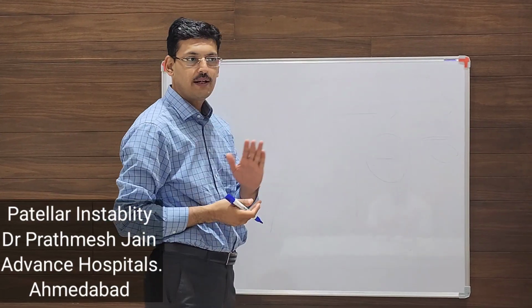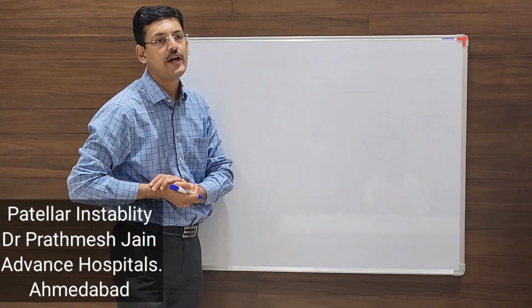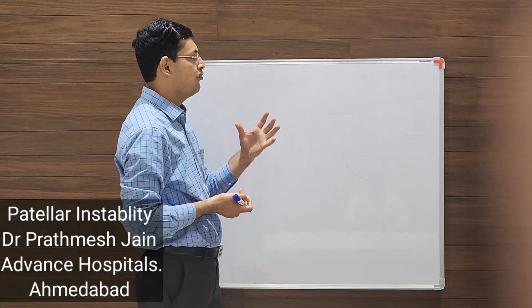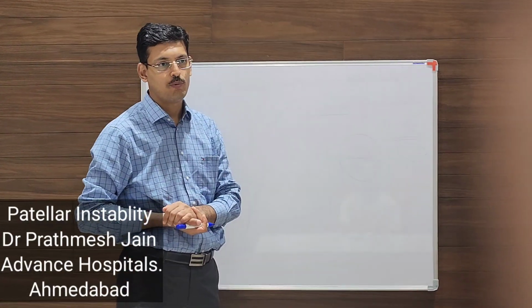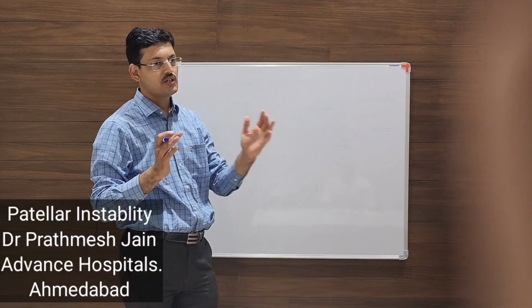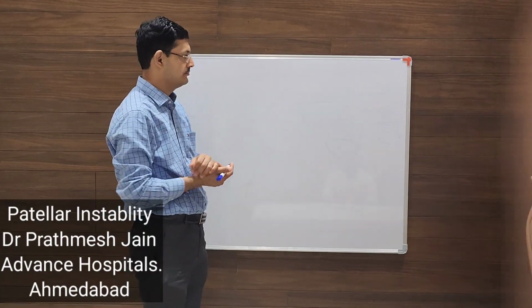So we talk about patellar dislocation and how to avoid or prevent recurrent dislocation of patella. So what are the main stabilizers of patella? And what are the factors that govern the stability of patella? Tell me.